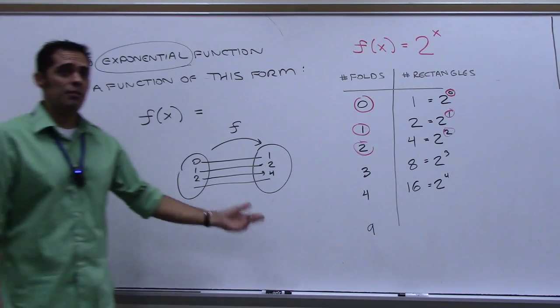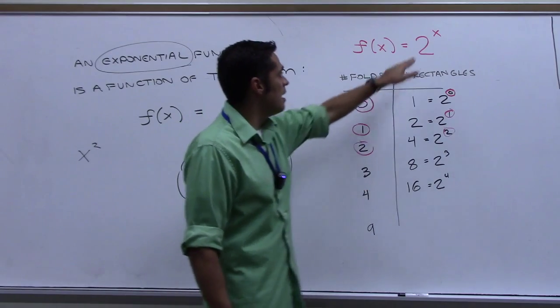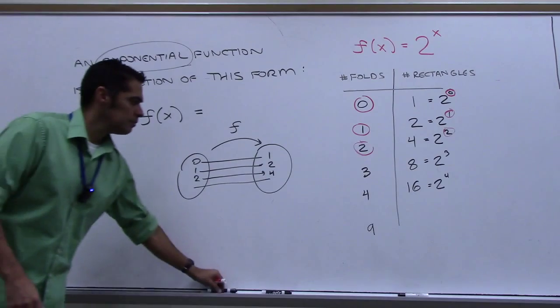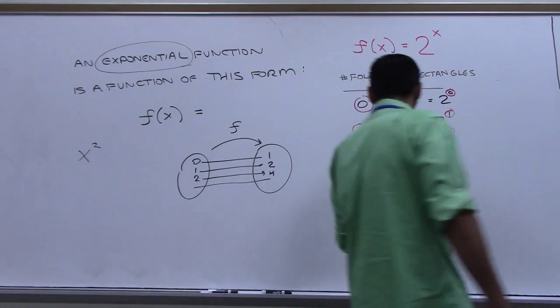So fold it 9 times for me. Get your calculator out and plug 9 in there, 2 to the 9th power, and tell me how many rectangles we would have. What is it? 512.